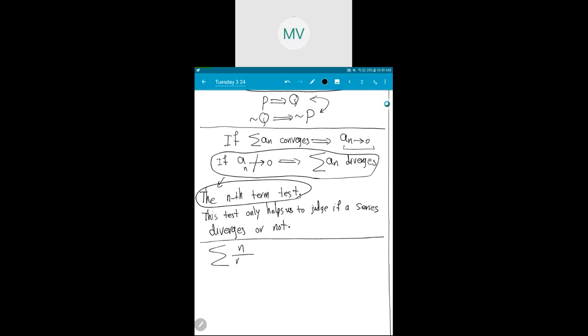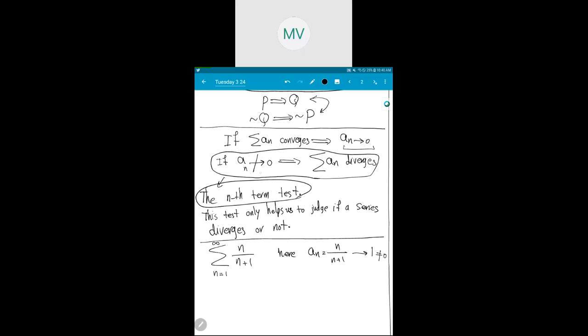Do you remember we talked about this one? Sum of n over n plus 1, n from 1 to infinity. So here, a sub n is n over n plus 1. All right. What does a sub n approach to? It approaches 1. Is it 0? No.